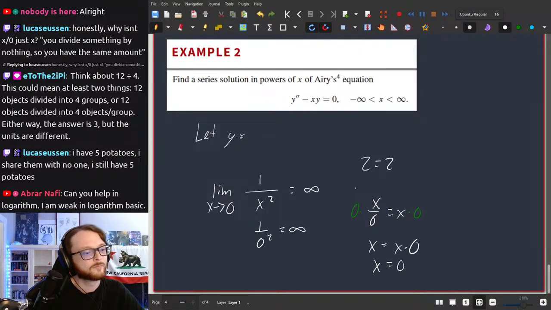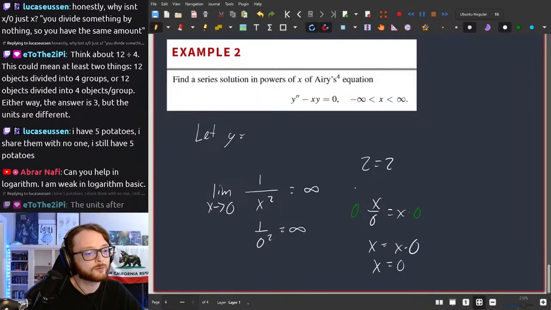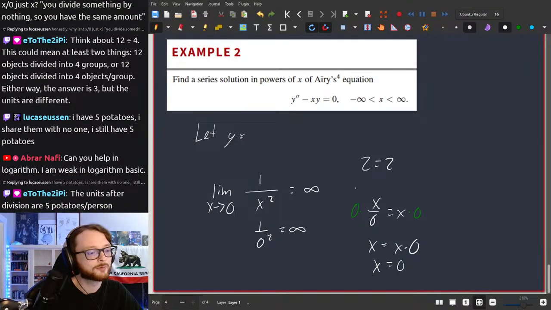12 objects divided into 4 groups, or 12 objects divided into 4 objects per group. Oh, weird. I have 5 potatoes, I share them with no one else. I still have 5 potatoes. But you are one person. You can't just not count yourself. You're really doing 5 divided by 1.